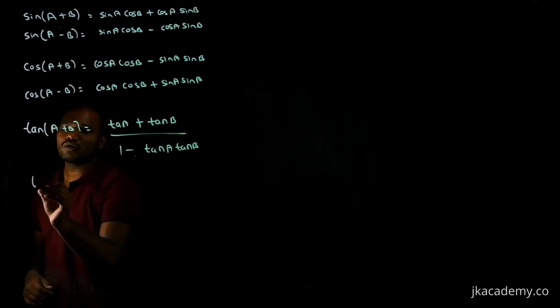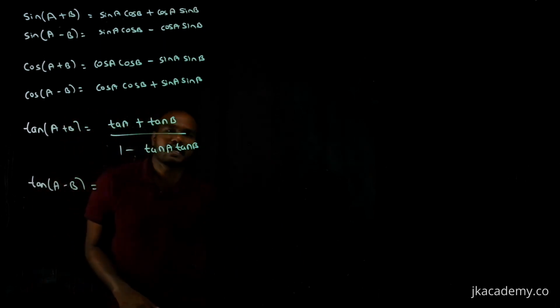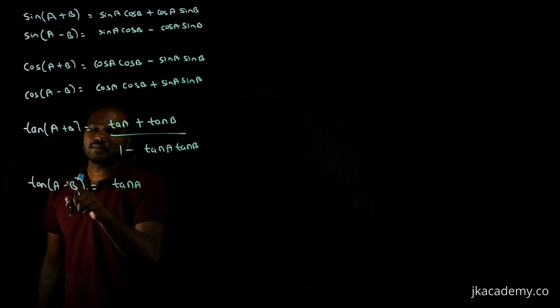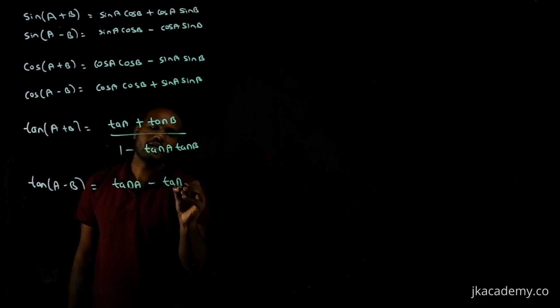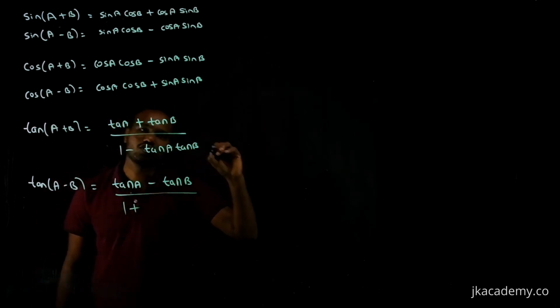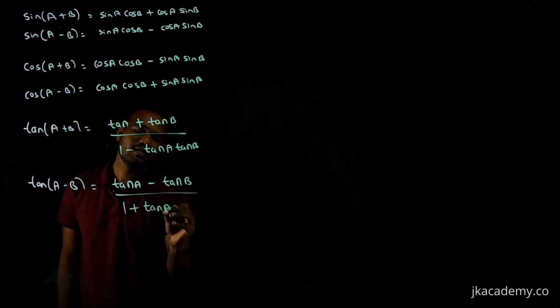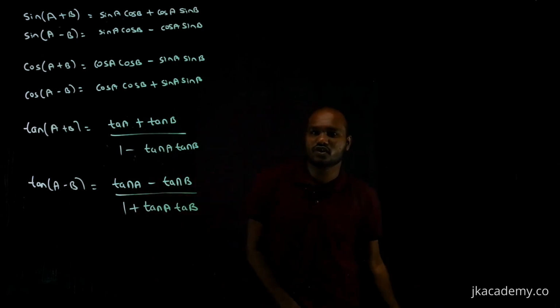So can you tell me what will be tan of A minus B? Tan A, if there is a minus here, what should I get? I get the same symbol: tan A minus tan B over, if there is a minus, I should get positive, so 1 plus tan A tan B. Is that simple? Yes or no?